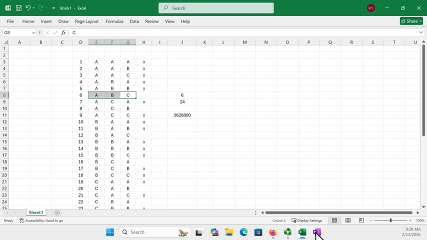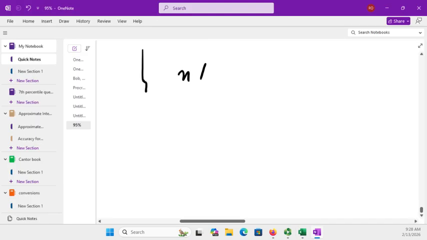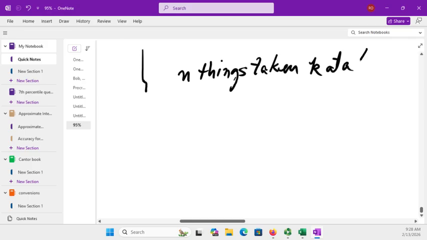Now we have, this is called n things taken k at a time. If we have A, B, and C, and we only want 2 of those things, then first one can be A, B, or C. There's 3 possibilities. The second one, I have 2 possibilities, and I have 6 total.